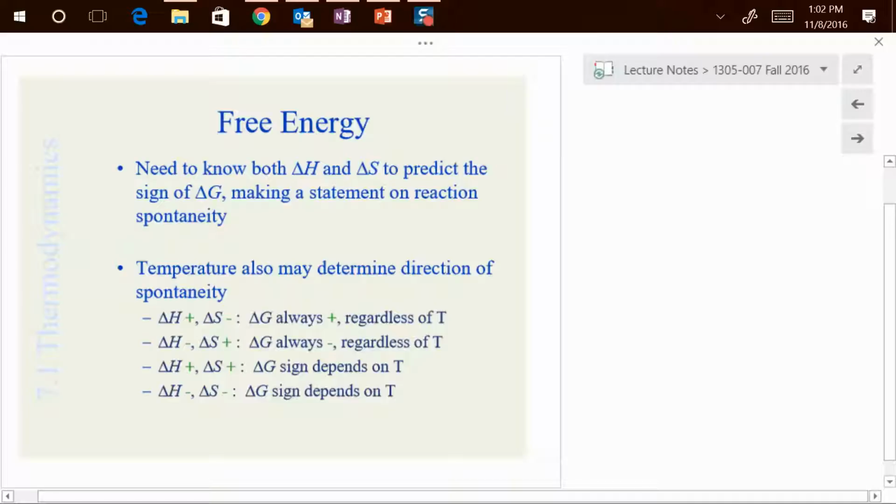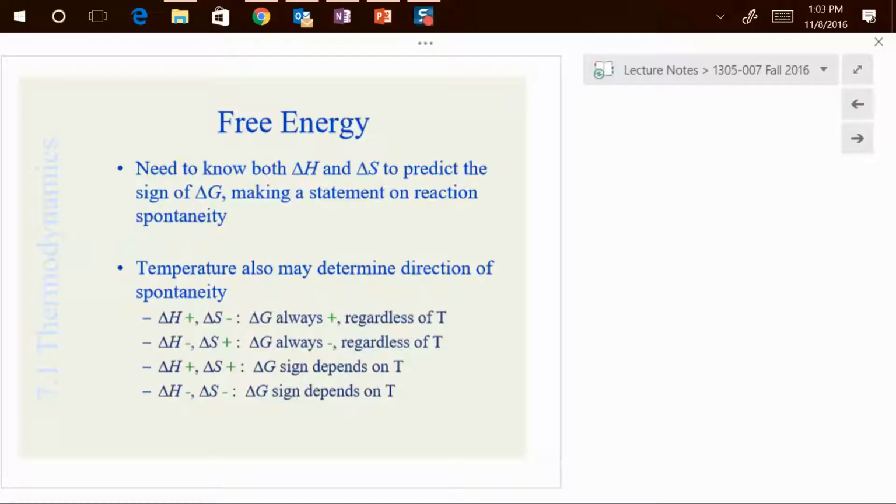You don't actually have to calculate delta G. This is how you need to understand. If the signs are opposite, then delta G will have the same sign as delta H. Delta H positive, delta S negative, delta G is positive. Delta H negative, delta S positive, delta G is negative. Always. What does delta G positive mean?